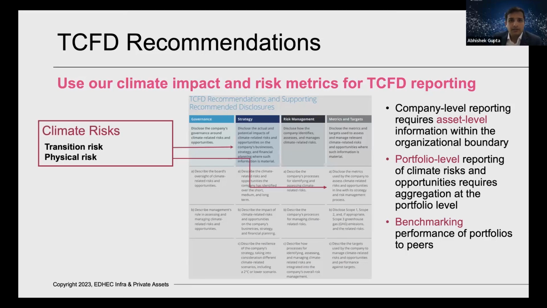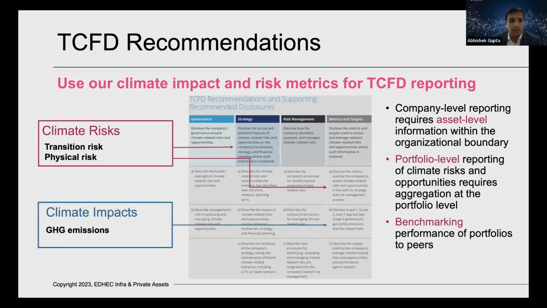So there are these two pillars under strategy and metrics and targets, where we offer the data on climate risks, transition risk and physical risk data. And we offer the carbon emissions, climate impact data that serves the pillar in the metrics and targets, where you have to disclose your scope 1 and 2, and if appropriate, scope 3 greenhouse gas emissions.